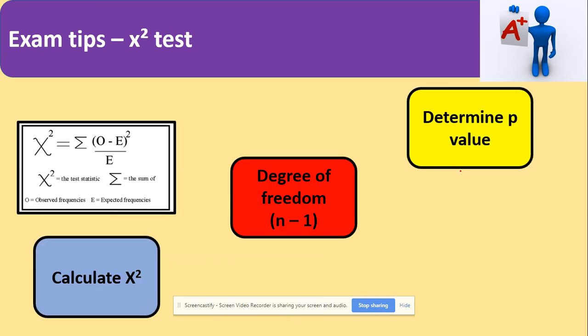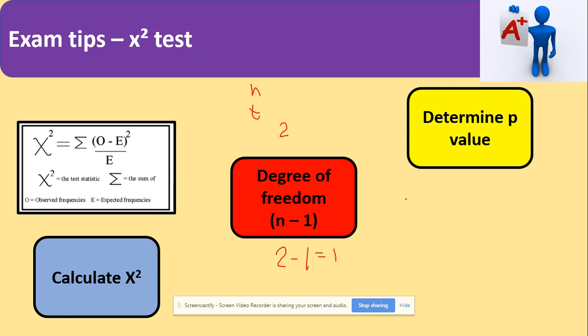So what do you do then? So once you've calculated your chi-square using this formula, you are going to then work out the degree of freedom, which is n minus 1, where n is a number of cases. So for example, if you were tossing a coin and you were looking at the heads and the tails, the number of cases here is 2. So your degree of freedom will be then 2 minus 1, which is 1. Then you can determine the p-value using this degree of freedom.